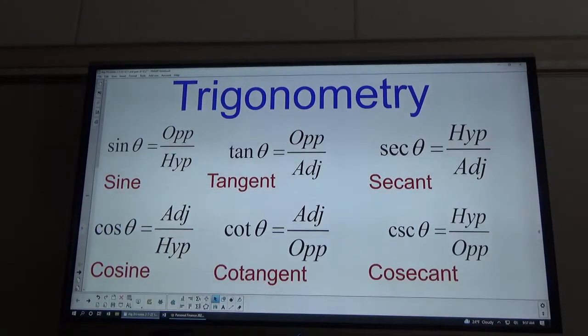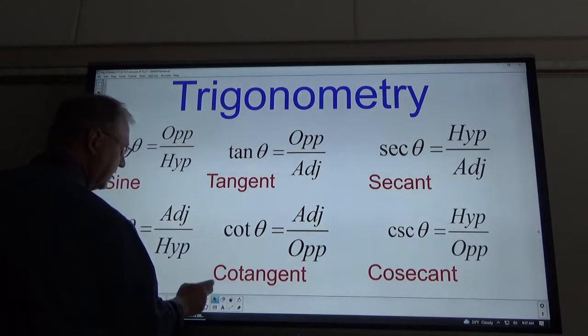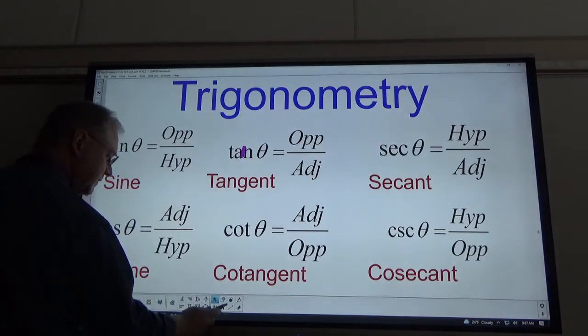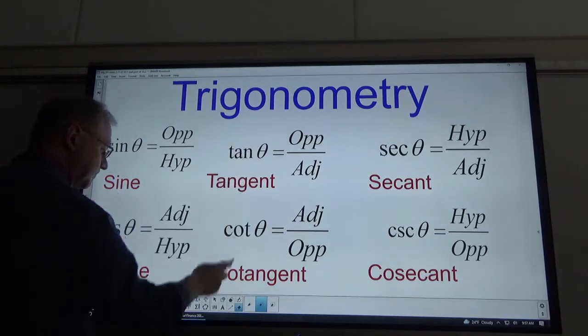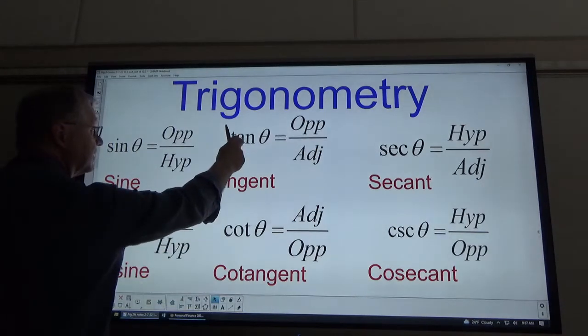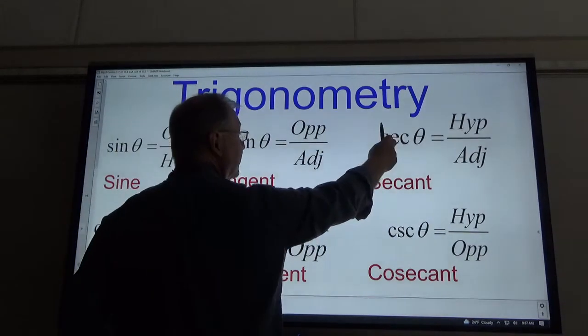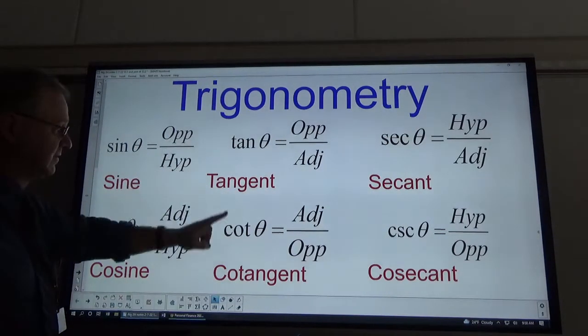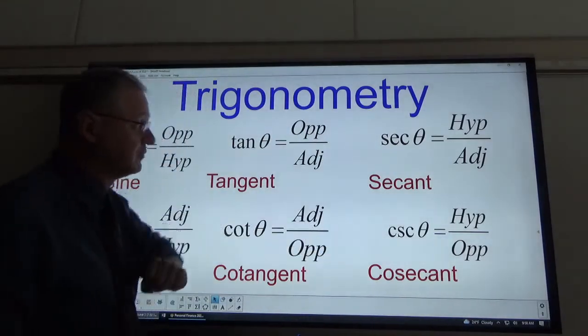Welcome. Today we're going to talk about trigonometry, basic trig, right triangle trig. Now in right triangle trig, let me fix that. There we go. These are not quite the height I was expecting. All right, so sine, cosine, tangent, cotangent, secant, and cosecant.